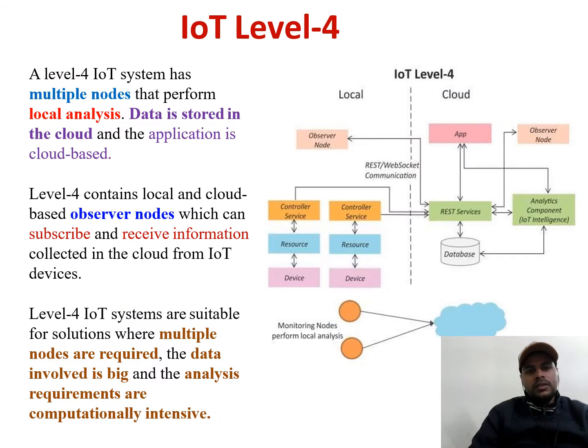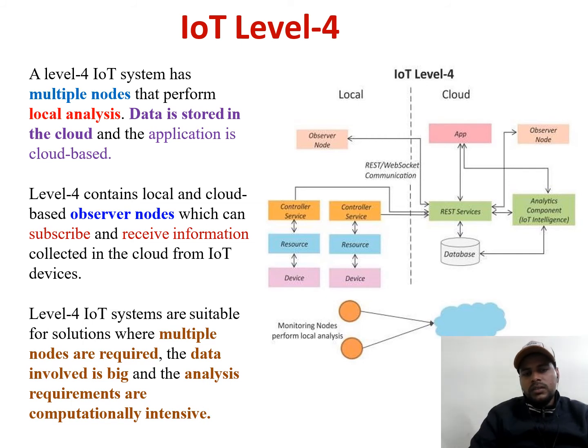Next IoT level is IoT level 4. A level 4 IoT system has multiple nodes that perform local analysis. Like in previous ones we have only a single node, but in this IoT level 4 we have multiple nodes. Data is stored in the cloud and the application is only cloud based.